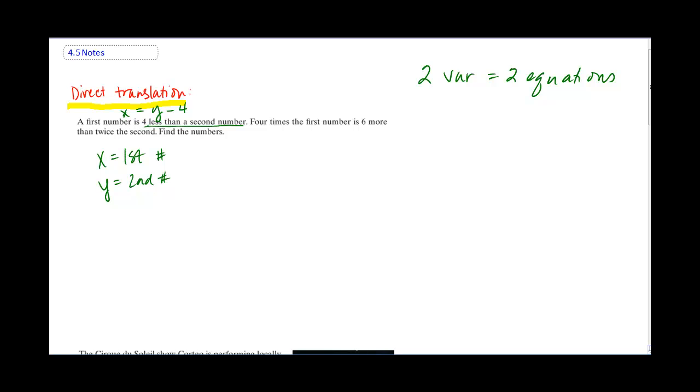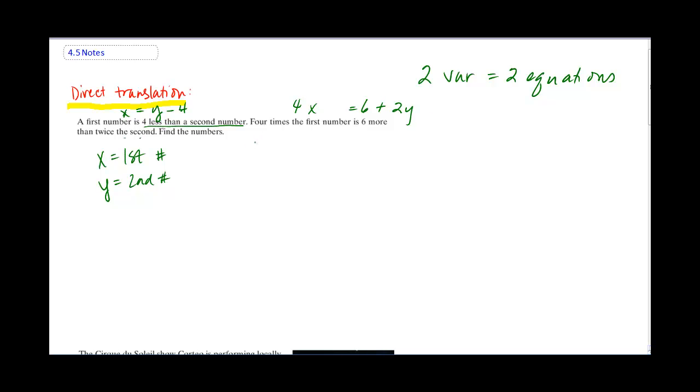When you're doing subtraction, which that is a subtraction statement right there, you always want to go back and look and make sure, because subtraction is almost like a switcheroo. So I have 4 less than my second number, so it ends up being y minus 4. So there's my first equation right there. The second equation says, in the second sentence, 4 times the first number is 6 more than, that's addition, 6 more than twice the second. Twice the second.